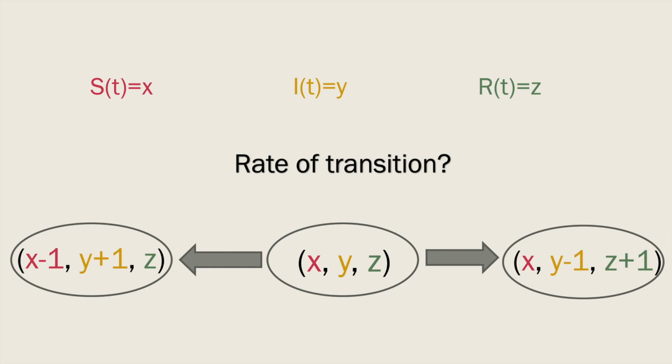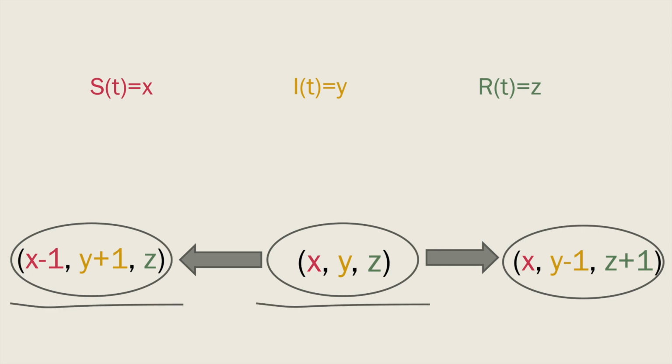Next, let's define Qij, the rate of transition. Let's say that the rate of transition between those two states is alpha, and that alpha should not be a constant. Let's think about this for a moment.